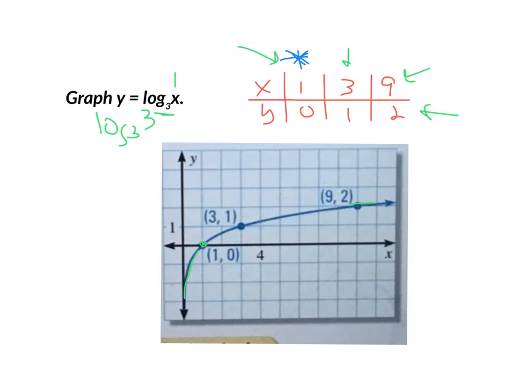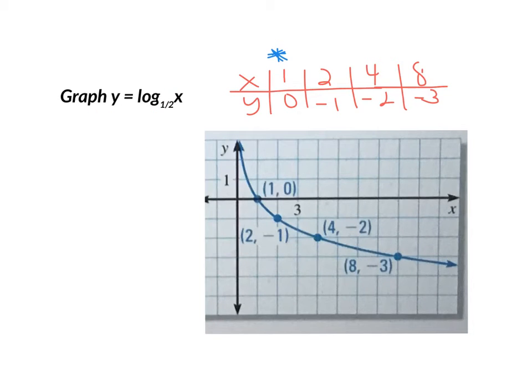Exactly what it should look like. No big deal. The second one, I want to show you one where the base is less than 1, which means the graph's going to go down instead of up. Look what I started again.